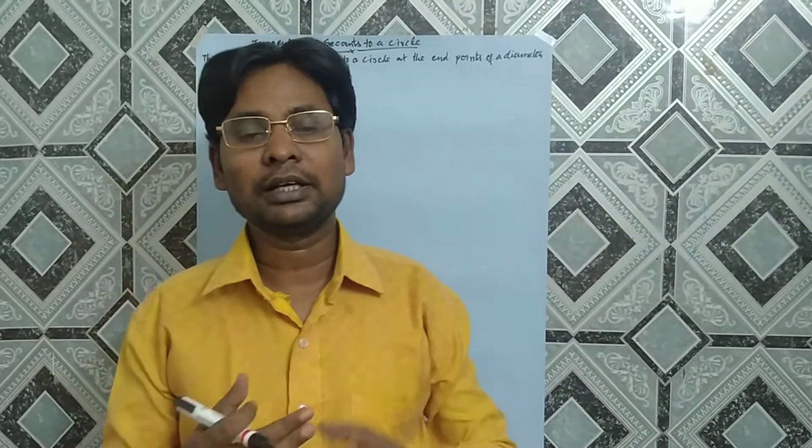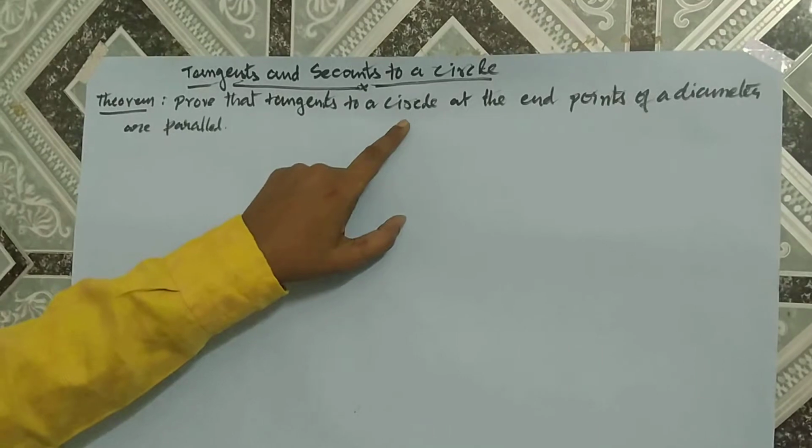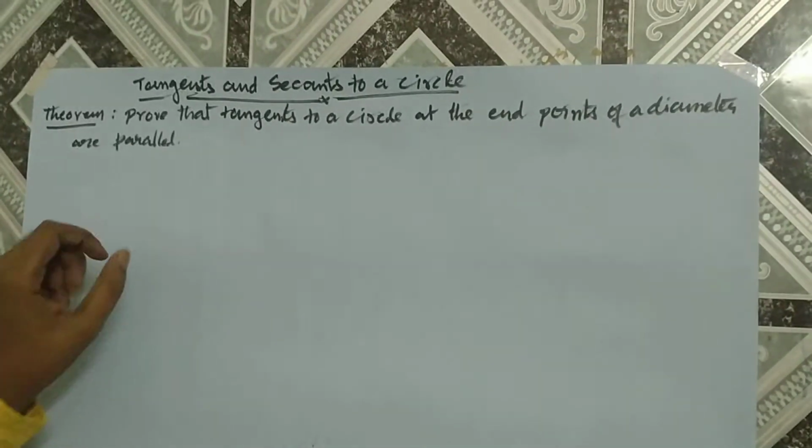Next, tangents and secants to a circle in that chapter. Now we will learn one theorem. That theorem is: prove that tangents to a circle at the end points of a diameter are parallel. Solution.